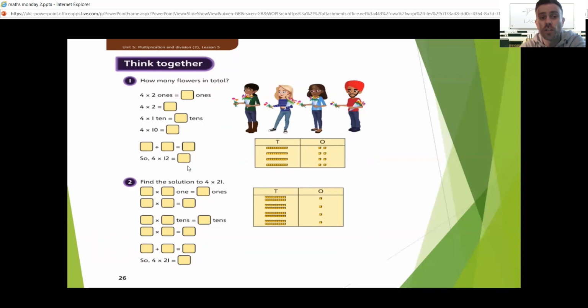Some of you know your 4s and your 12s anyway, so you might have known that to begin with. Well done if you did. Number 2, it says find the solution. Solution just means the answer to 4 times 21.